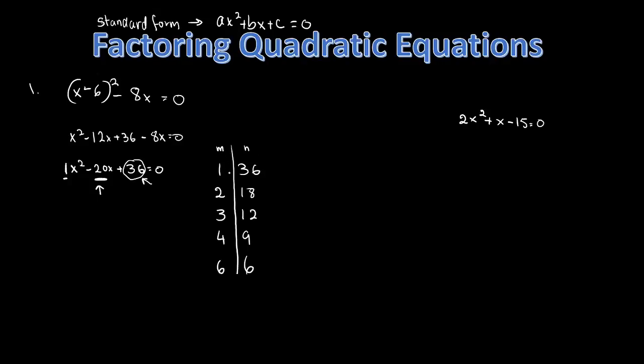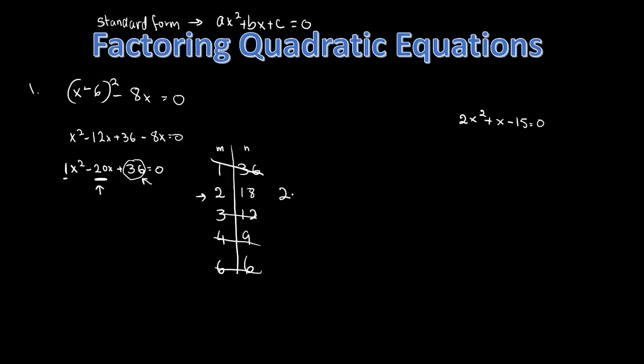So 1 and 36, if you add it, it's 37, if you subtract it's 35, that doesn't work, so this is not it. 2 and 18, that's going to be the correct answer, so let's just look at the other ones. 3 and 12, if you add it, it's going to be 15, if you subtract it, it's going to be 9. 4 and 9, if you add it, it's going to be 13. If you subtract it, it's going to be 5. These two will just give us a 0, right? Or a 12. So none of them work except for 2 and 18.